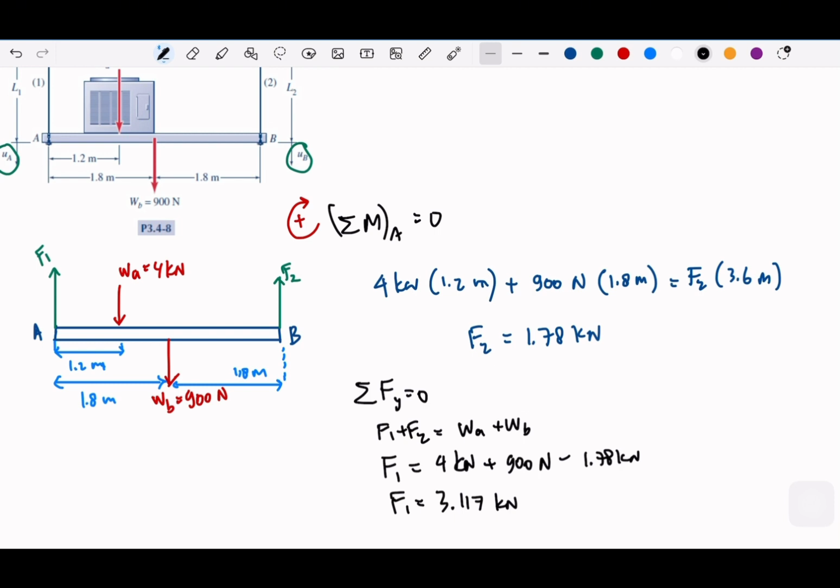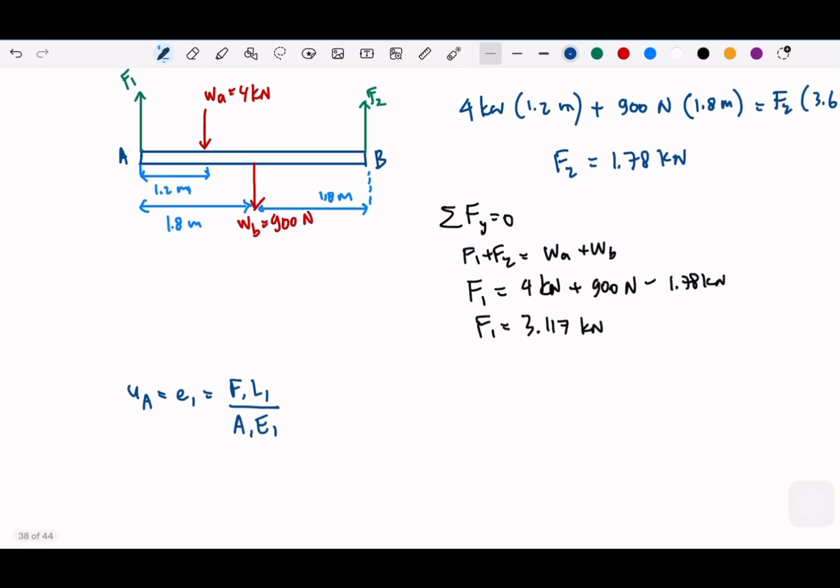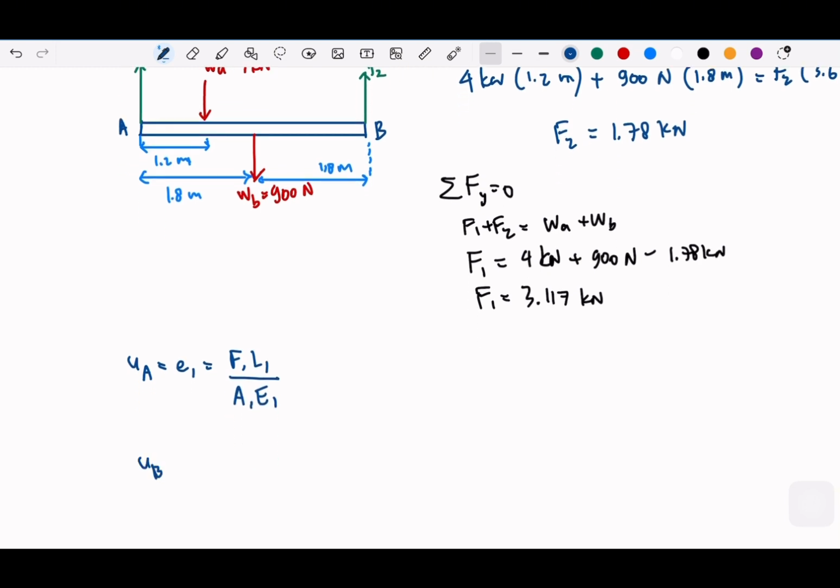Now from these two, F1 and F2, we will get the elongations. Each one of the elongations will be for displacement A and displacement B. So we can write UA equal to F1 L1 over A1 E1, and UB equal to F2 L2 over A2 E2.